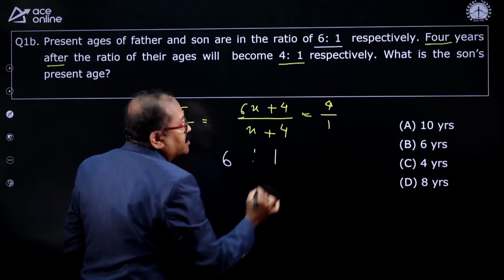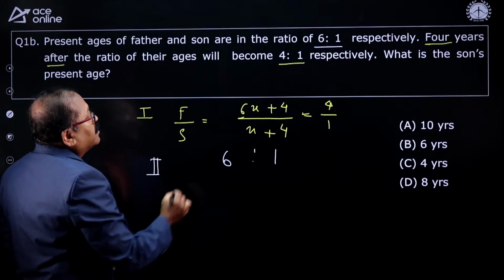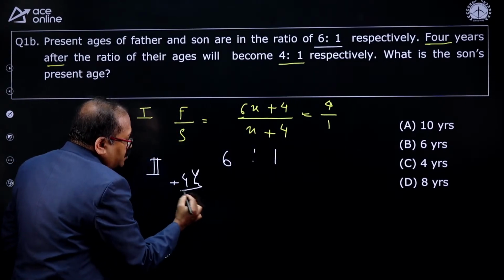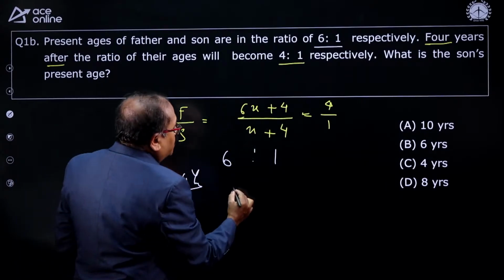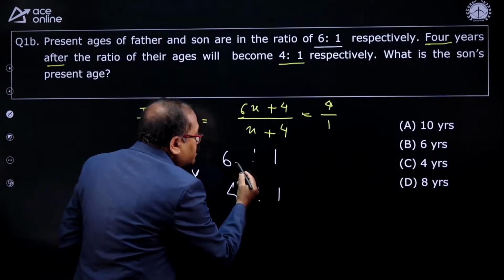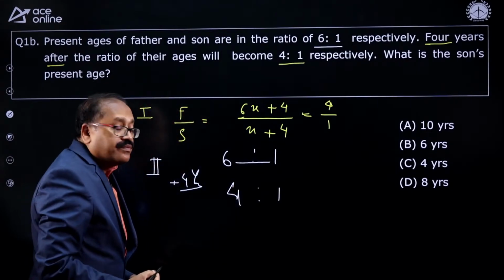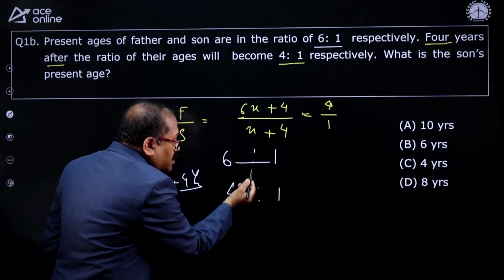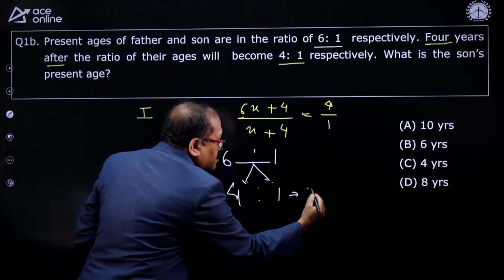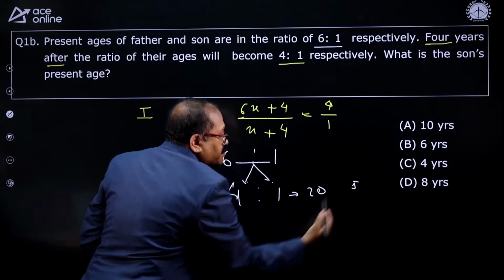Initially 6:1. And then after 4 years, it becomes 4:1. Now, what is the difference between these two terms? 5. So, multiply these terms by 5. It will become 5 times 4 is 20 and 5 times 1 is 5.